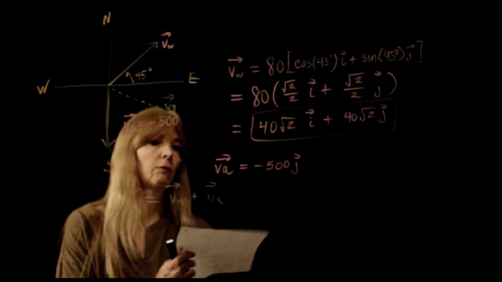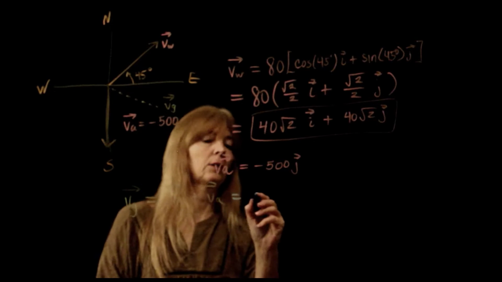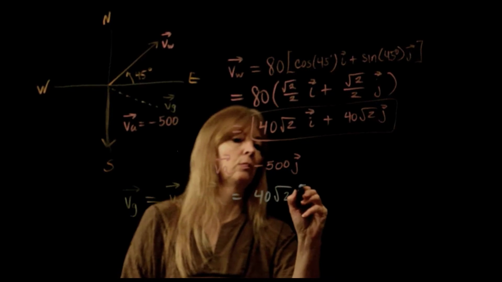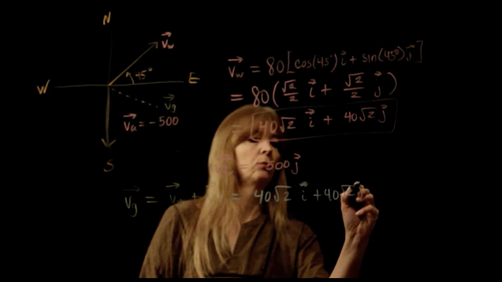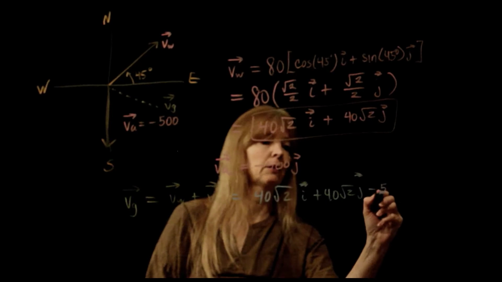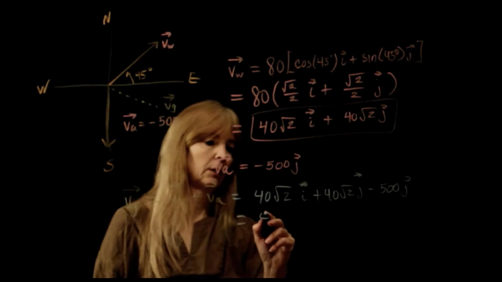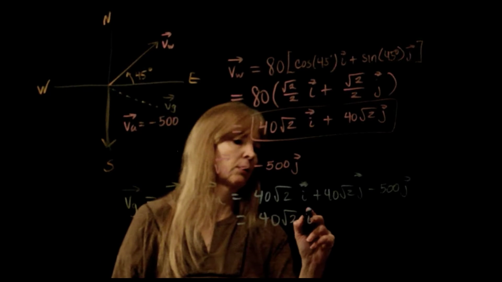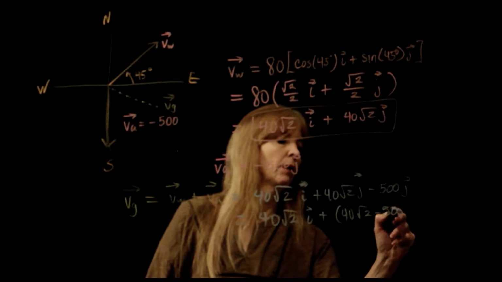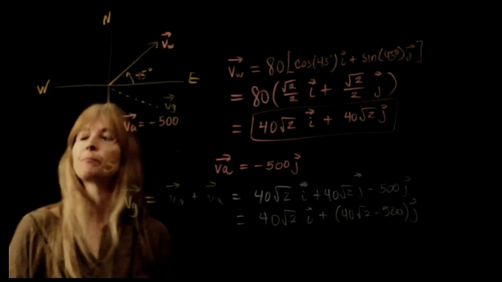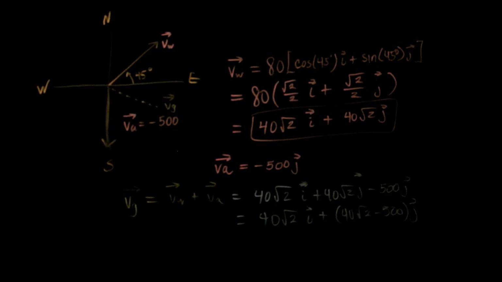All right, and so then of course here I've just simply plugged everything in based off of that, which was 40 square roots of 2 I plus 40 square roots of 2 j, and then of course minus 500j, and I could simply put the vertical components together. So this would be 40 square roots of 2 minus 500, and that would be my vertical component. All right, one last little piece to go.